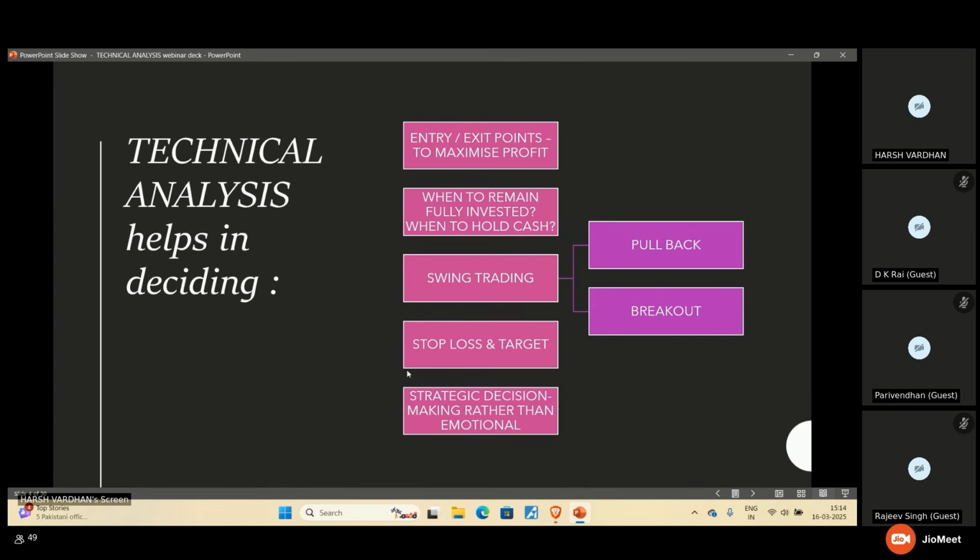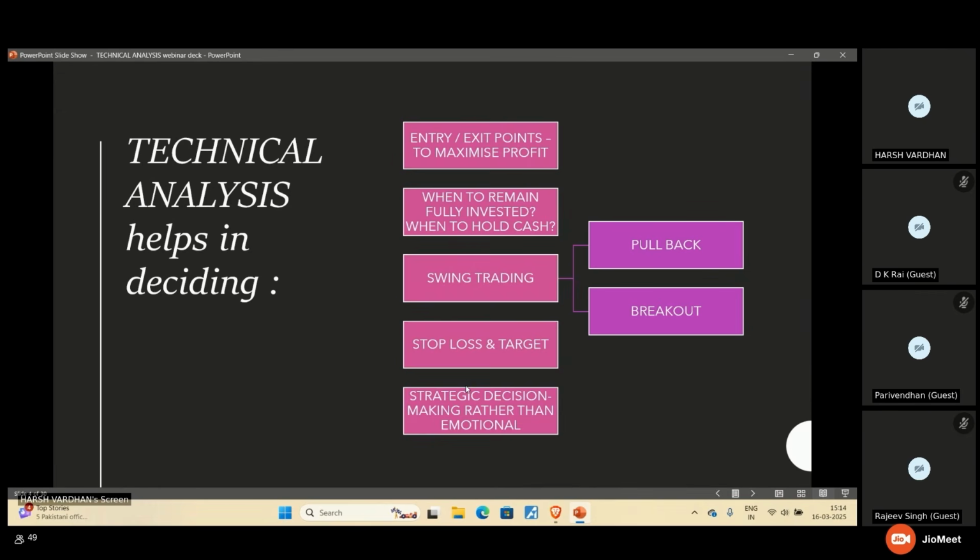Then it helps you decide your stop loss and target. I personally don't keep a stop loss because I invest only in fundamentally good companies. So I use technical analysis only for my targets, when to hold cash, and my entry points, like what the preferable entry points are. Then it makes your decision making more strategic rather than emotional.